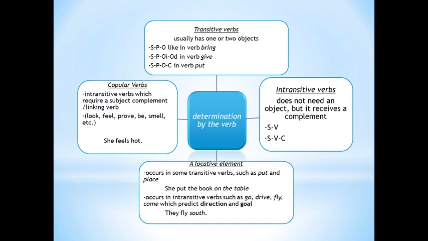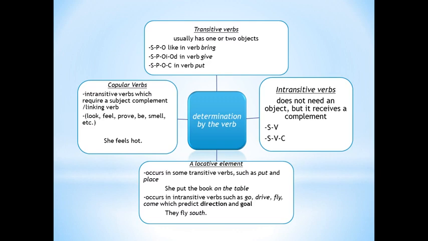There are 4 subpoints. The first is transitive verbs. Transitive verb biasanya mempunyai 1 atau 2 objek. Jadi transitive verb harus mempunyai objek. Polanya adalah subject, predicate, object seperti dalam kata kerja bring, kemudian subject, predicate, indirect object, and direct object in verb give, and subject, predicate, object, and complement in verb dalam kata kerja put.